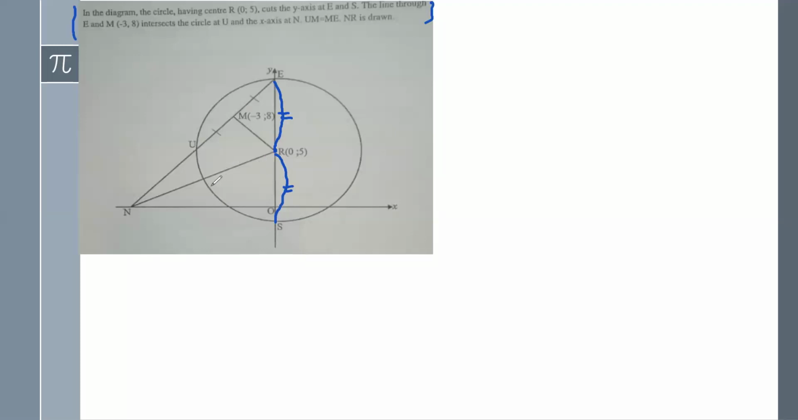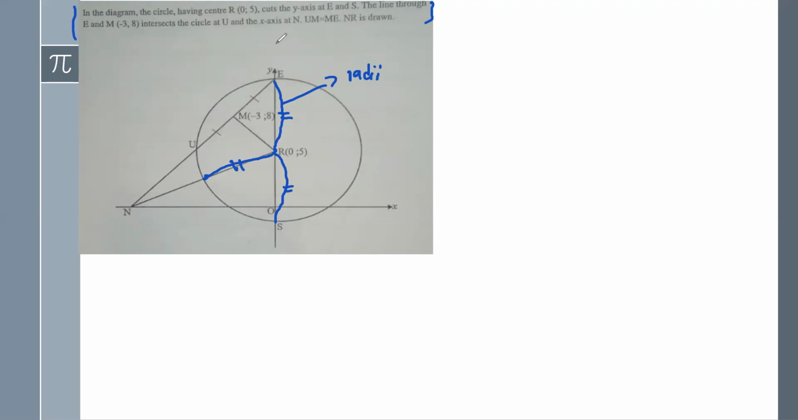And obviously, the distance RO is also the same as those two distances. All these are radii, okay? All these are radii. So that's why they are equal, because a line from the center to the circumference is the radius, and it's always the same.